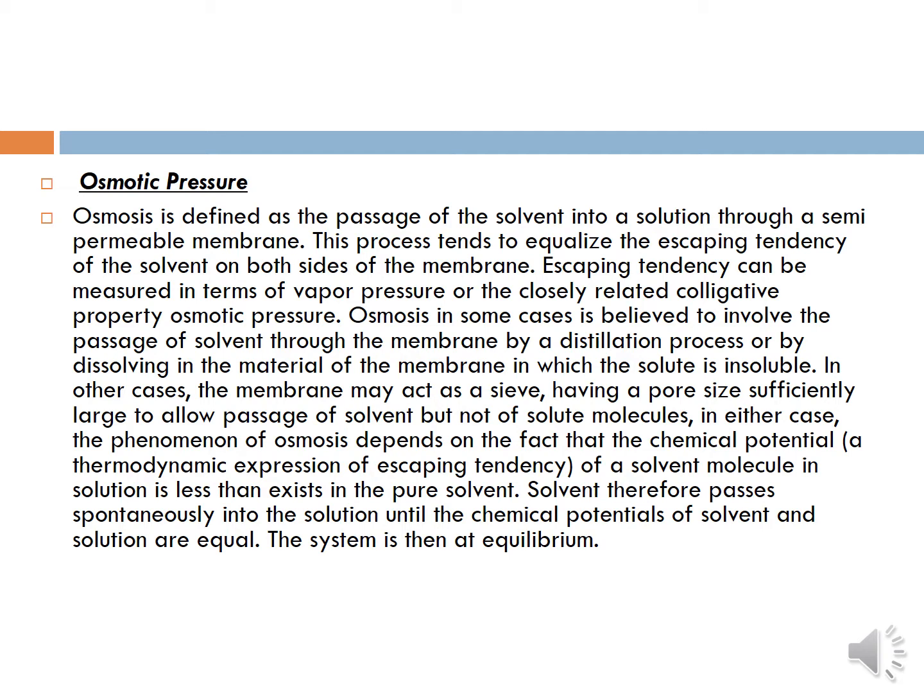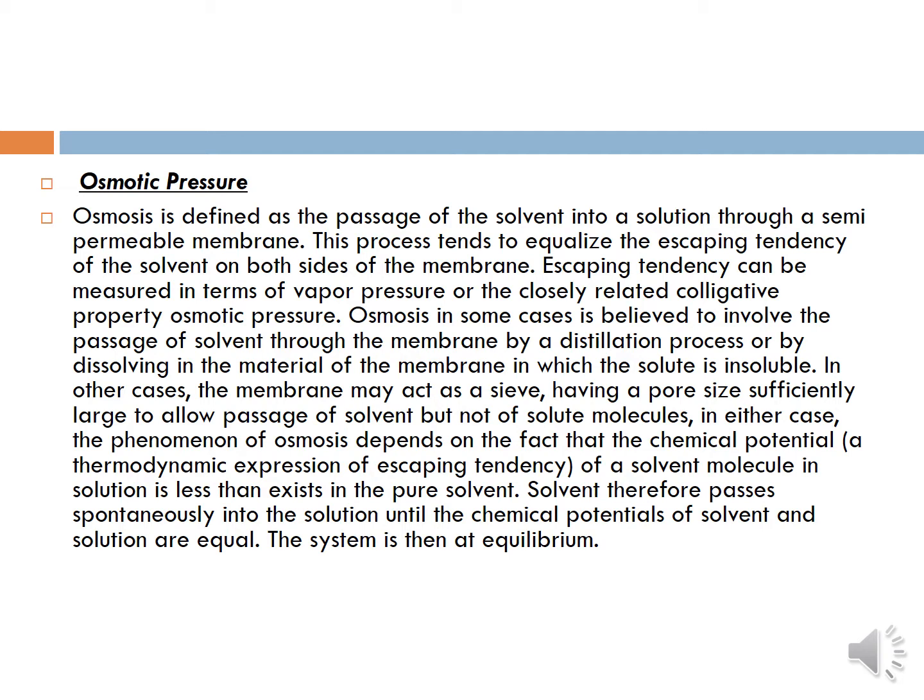The process of osmosis due to the pressure is in some cases believed to involve the passage of the solvent through the membrane by a distillation process or by dissolving in the material of the membrane, in which the solute is insoluble. In other cases, the membrane may act as a sieve, having a pore size sufficiently large to allow passage of the solvent but not of the solute molecules.